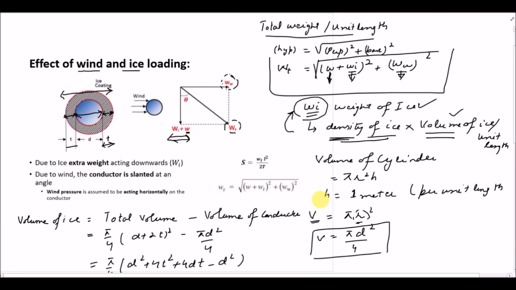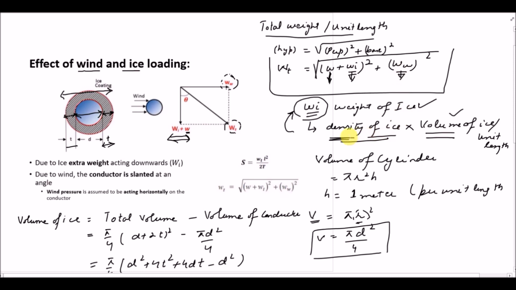Then we calculated the weight under the effect of wind and ice loading. We have to add the weight of the ice as well as the weight that is introduced by the pressure of the wind. So the total weight is acting at an angle theta. It is not acting vertically downward. So to find the total weight, we have to know the ice loading weight as well as the weight that is introduced by the blowing of wind.